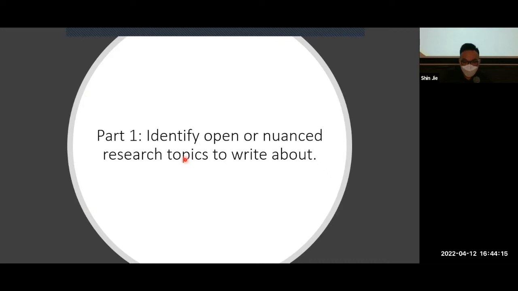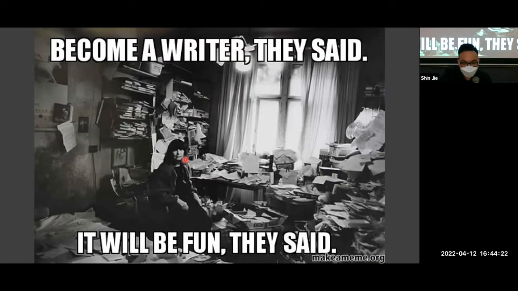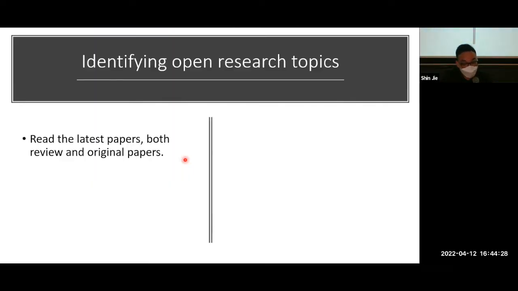First one is how to identify open or nuanced research topics to write about. So you have to read this much. No, I'm just joking. There's an easy way. You don't have to read this much. The easy way is to just read the latest ones, the latest reviews, the latest original papers. Original papers means papers with experimental data. Read the latest one to get an idea of what has been published in the field. And you want to ask yourself what's the problem in this research field, and most importantly, how this problem can be addressed. I will show examples later.